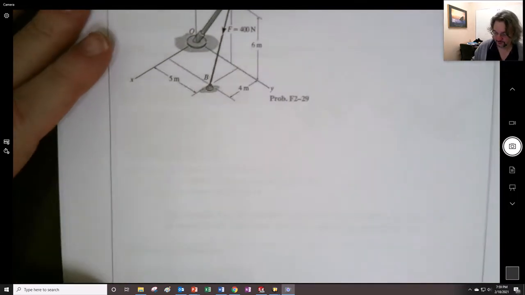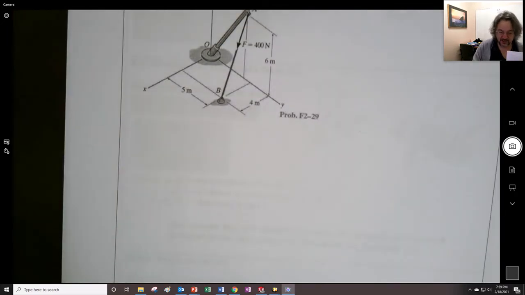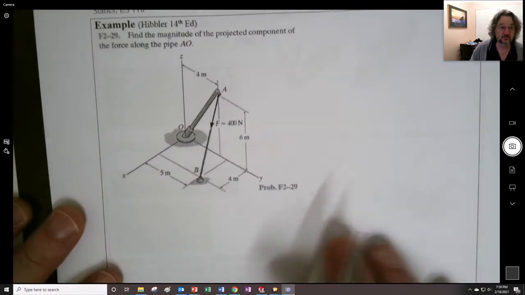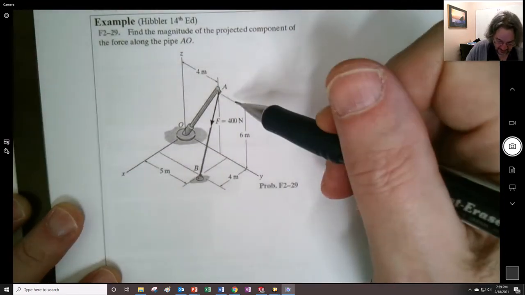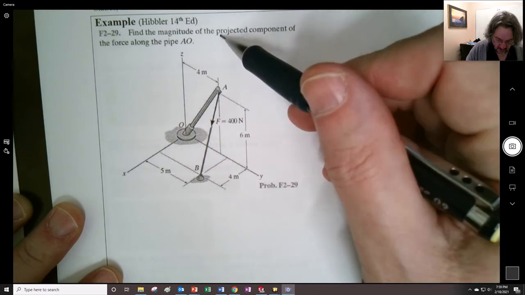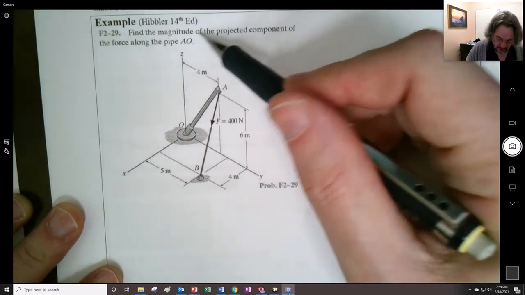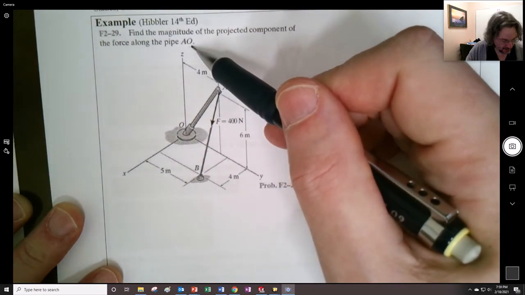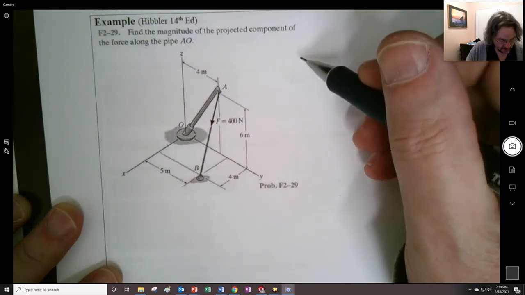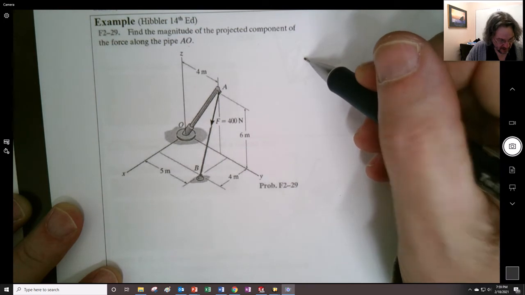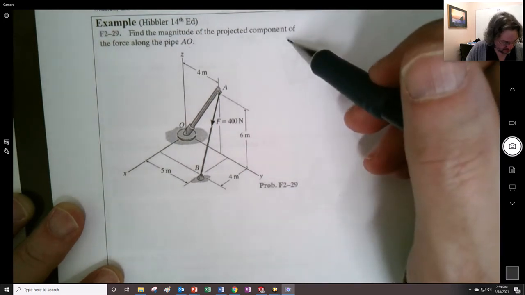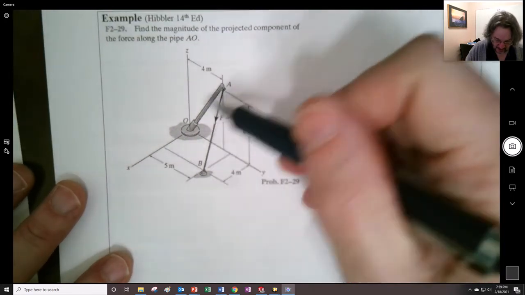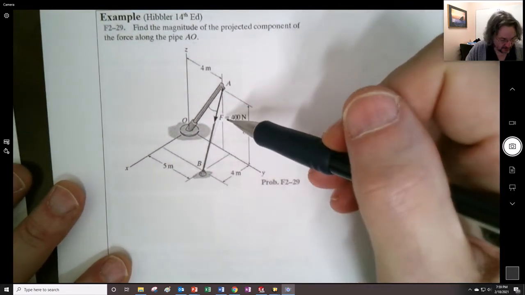So here is an example. We have this tension on this cable that we know to be 400 newtons. We want to find the magnitude of the projected component of the force along pipe OA. And I said also find the angles too. That's probably a good idea. So we could find the angles in between this line and this line. We could find the angle in here.